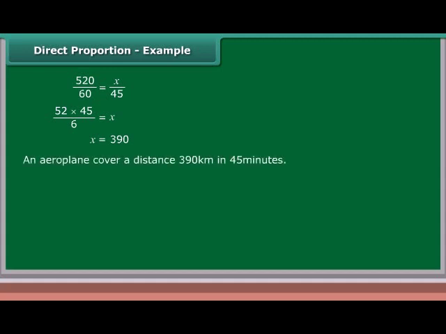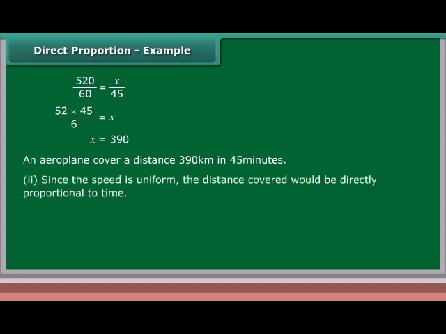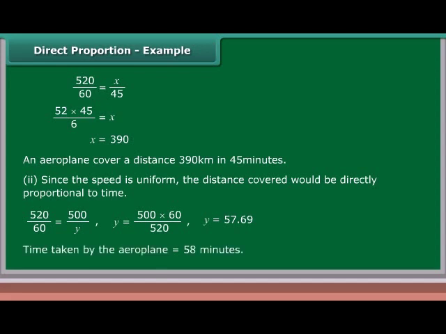An airplane covers a distance of 390 kilometers in 45 minutes. Since the speed is uniform, the distance covered would be directly proportional to the time. 520 upon 60 is equal to 500 upon y. So y is equal to 500 into 60 upon 520. Y is equal to 57.69. Time taken by the aeroplane is approximately 58 minutes.